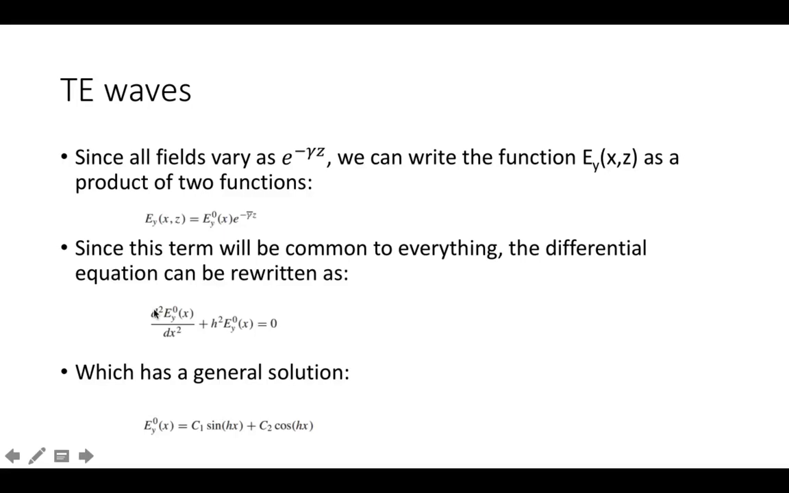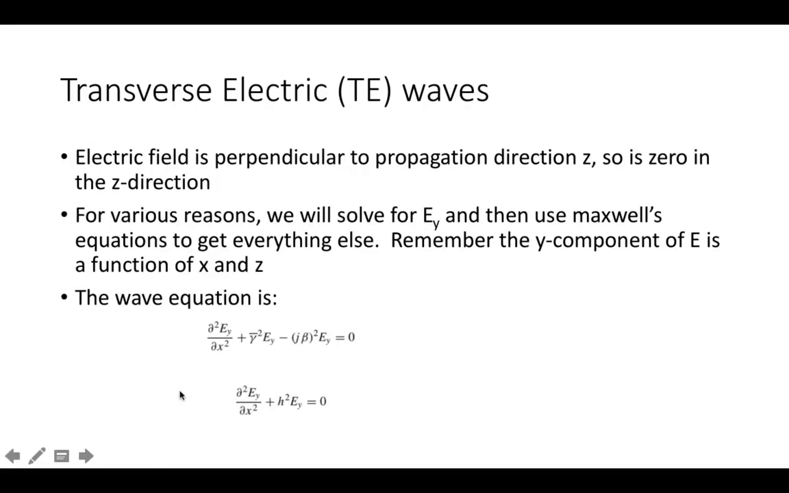So now what we have is the second derivative of the y component of E with respect to x in the x variation, plus h squared times E. And that's going to have a general solution of sine and cosine. So we have C1 sine of hx and C2 cosine of hx. So let's go back and look right here is where our equation came from.